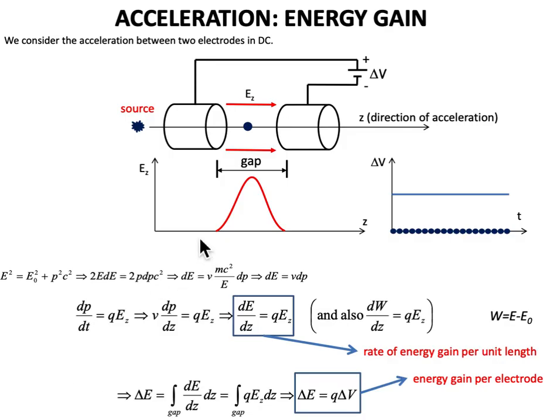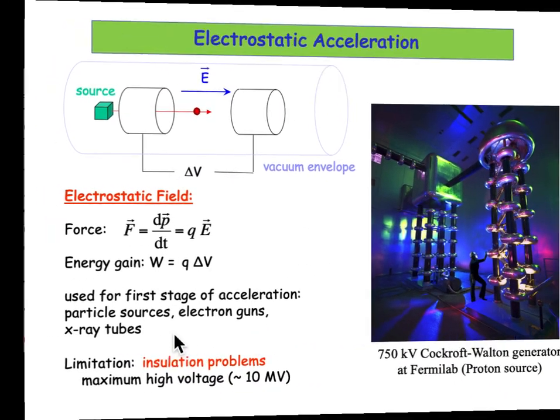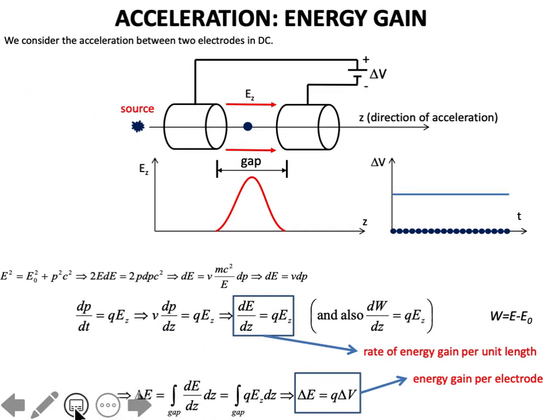Just look at this here. I'm using the pointer, the highlighter, here. Now, this is an acceleration gain. A source is there, an electron source here, and whenever the electron goes along the two electrodes, these two electrodes are connected through a potential difference.